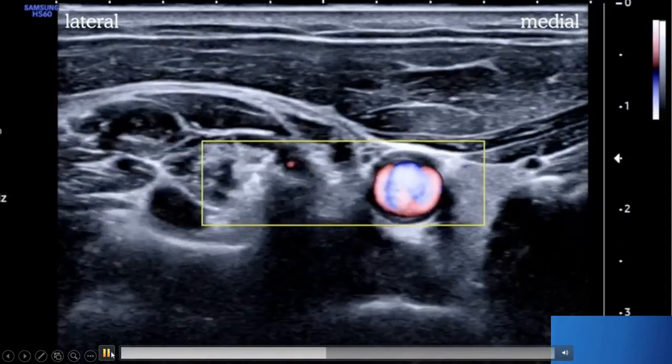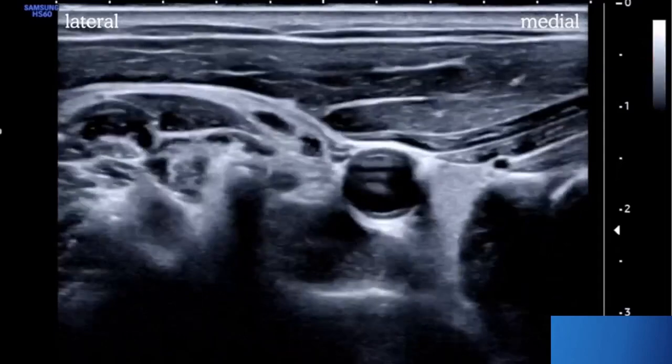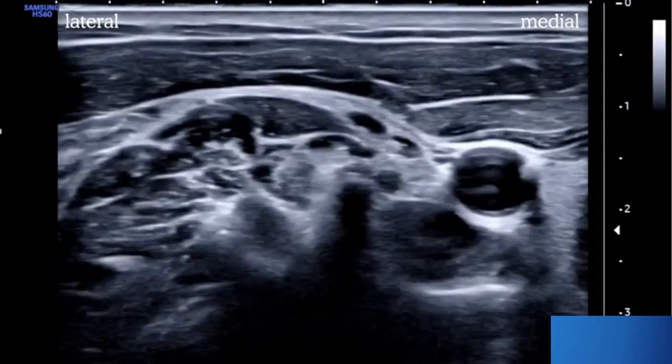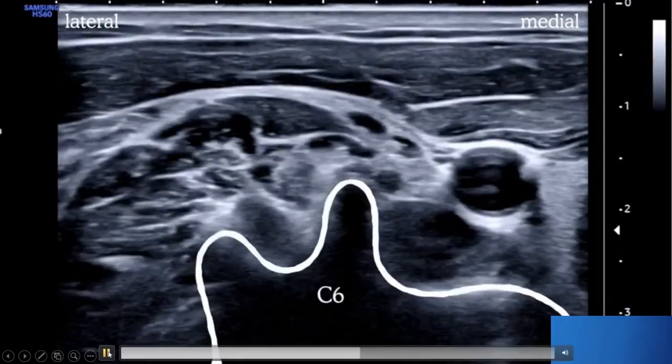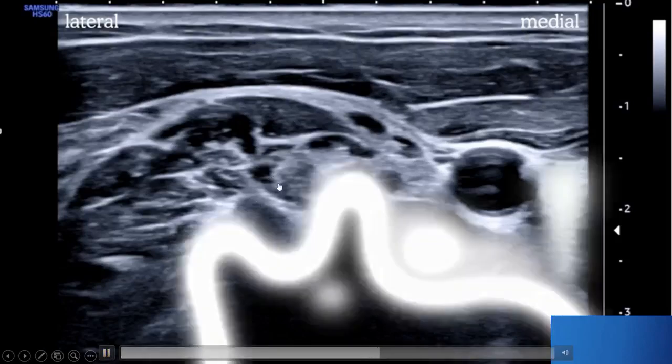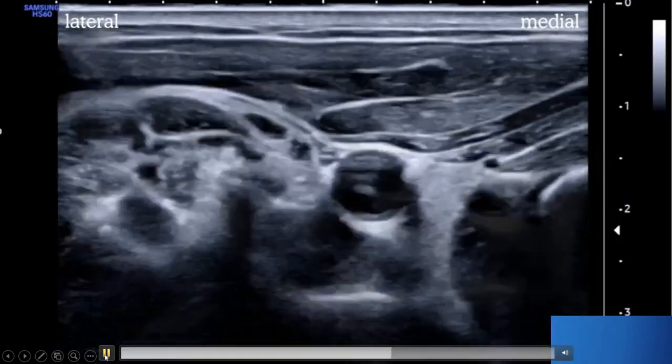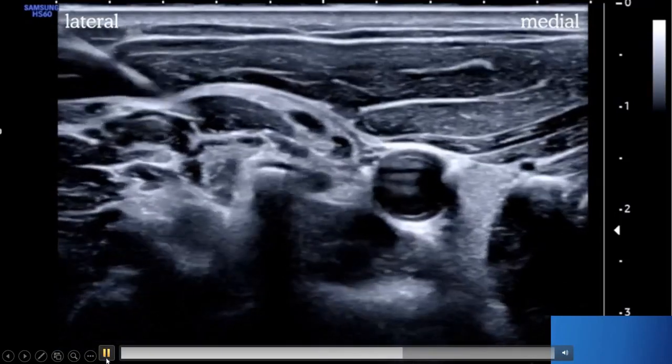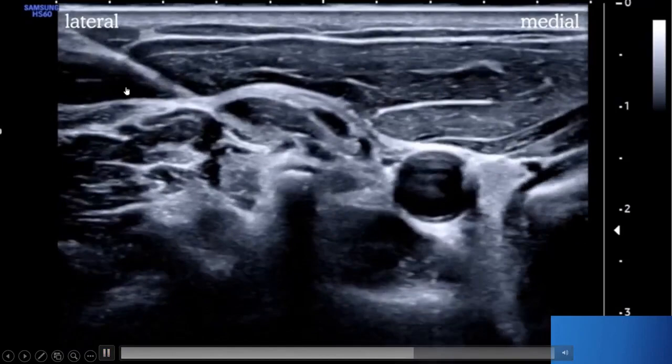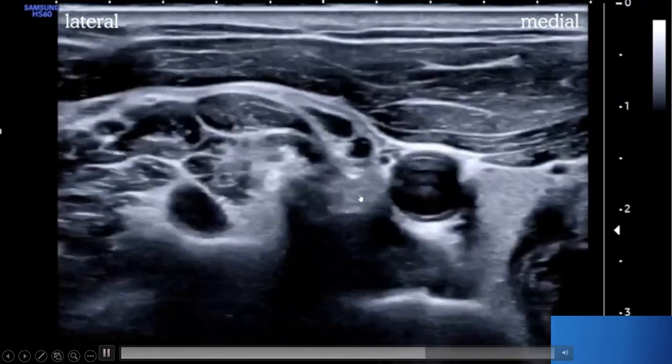Okay. So now once you are confirmed with that, here this is a very beautiful diagram. You can see this is the C6, this is the posterior tubercle, this is the anterior tubercle. This is the transverse process, and here you can see the longus colli muscle, and this is the anterior scalene muscle. And now what we do, directly I'll be bringing my needle. So you can see my needle trajectory. This is my end point here.